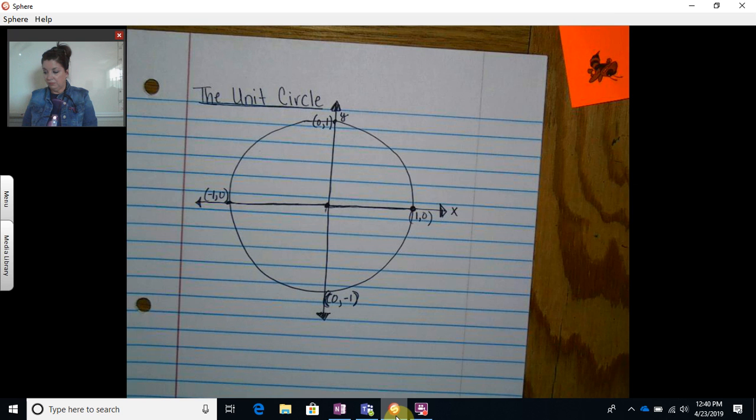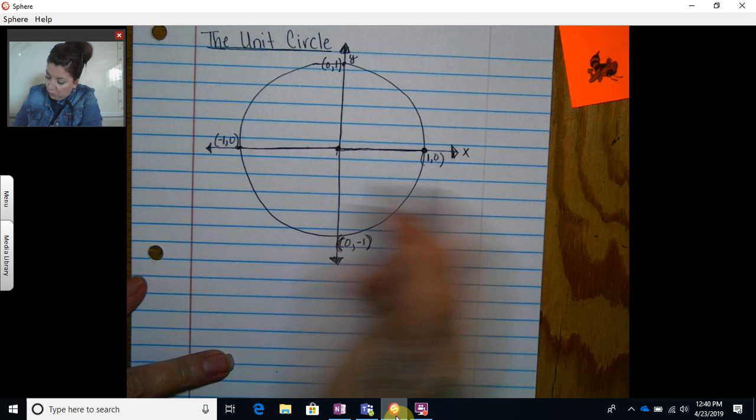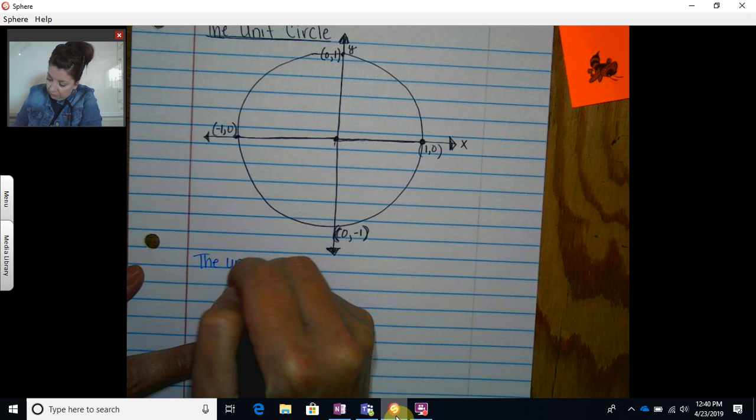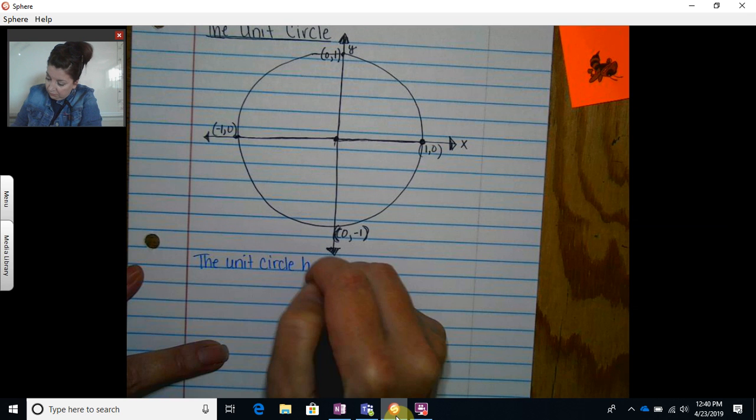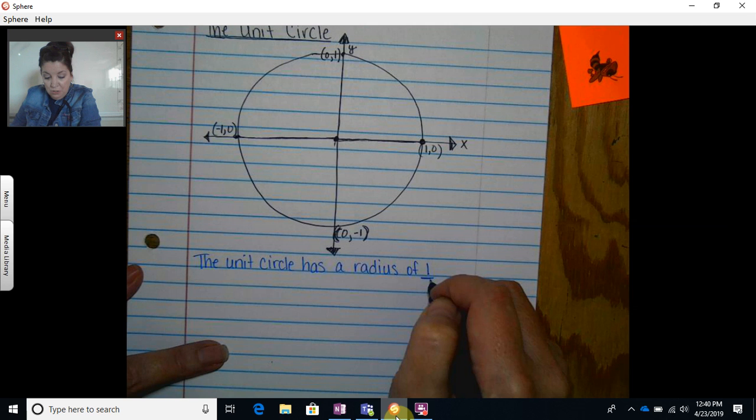Now we're going to write a bunch of different things that we need to know about the unit circle. Okay? The unit circle has a radius of, what did we say? 1. That can be used to determine values of trigonometric functions.